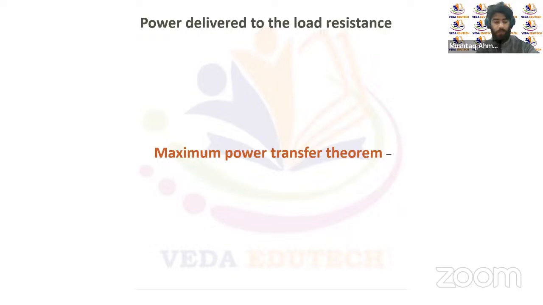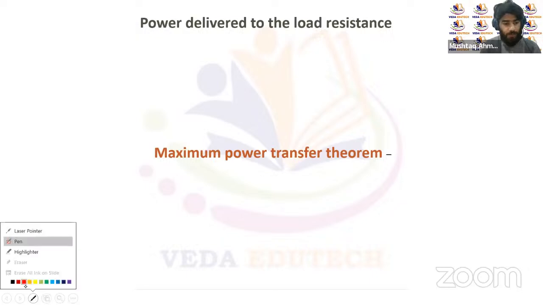In the last class, we finished the series and parallel combination of cells. So we'll be discussing one important theorem today, the maximum power transfer theorem. We discussed how much power we deliver to the load resistance. If we have to maximize this power delivered to the external load or resistance, what should be the condition to deliver the maximum power to the resistance? That's what we call the maximum power transfer theorem.